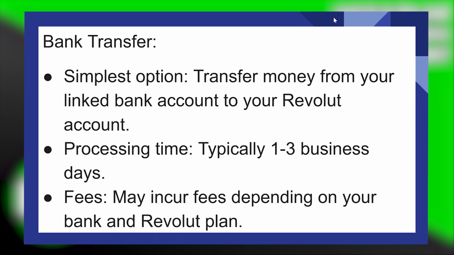Log in to your Revolut account. Here, find the accounts or a similar section in the app. If you have multiple currency accounts, select the one into which you want to deposit money. Look for an option like Add Money, Deposit, or a similar term.